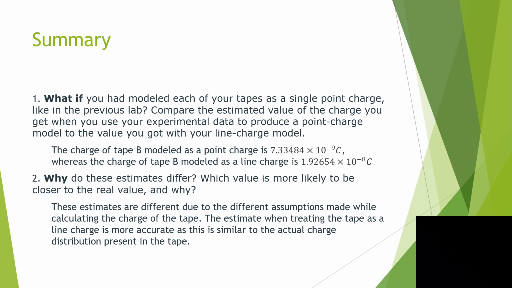When treating the tape as a line of charge, the net electric field at the observation location is calculated by integrating across the line of charge. When treating the tape as a point charge, however, the net electric field is determined via one simplistic electric field calculation. The charge estimated when treating the tape as a line of charge is likely more accurate, as this is similar to how a charge is actually distributed across a piece of tape.